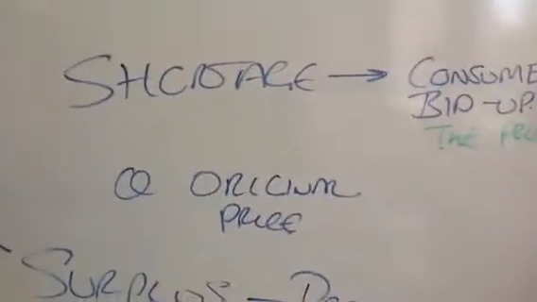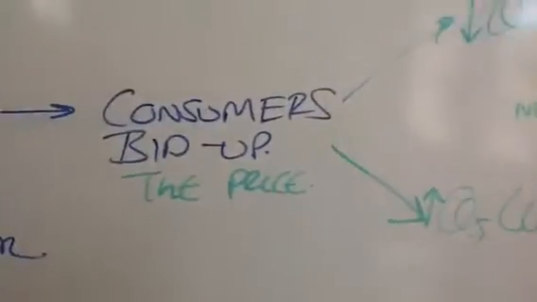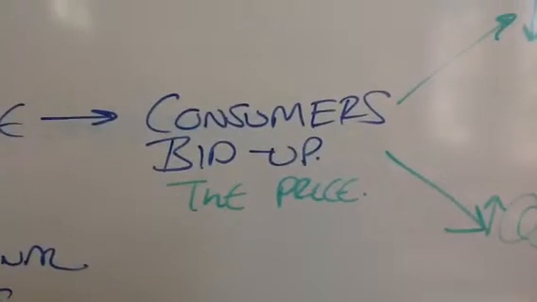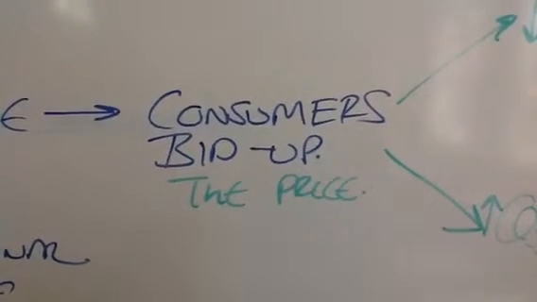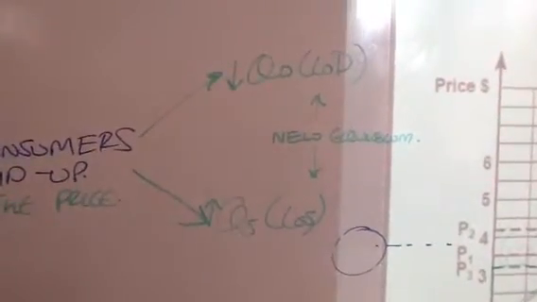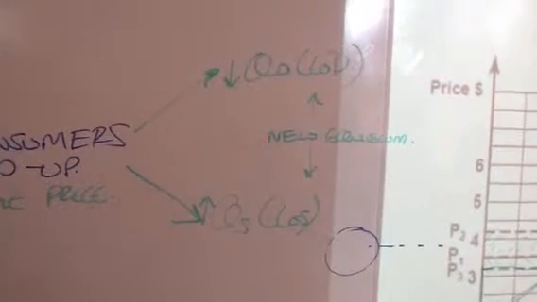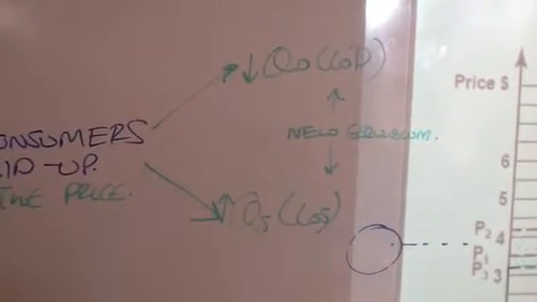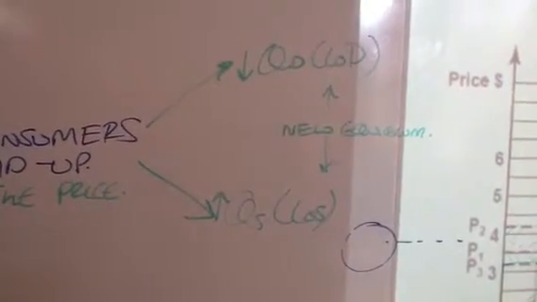For every time there's a shortage at the original price, what consumers will do is bid up the price, because they can't get what they want because there's a shortage, so they're willing to pay more. So what this means, and it's quite straightforward, is that because the price rises, this will cause a decrease in quantity demanded because of the law of demand, and an increase in quantity supplied because of the law of supply, until you get to the new equilibrium.